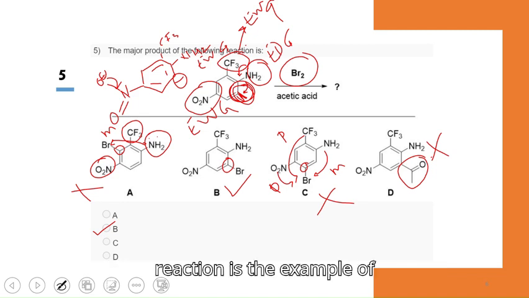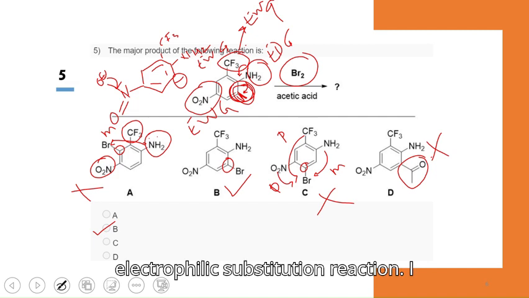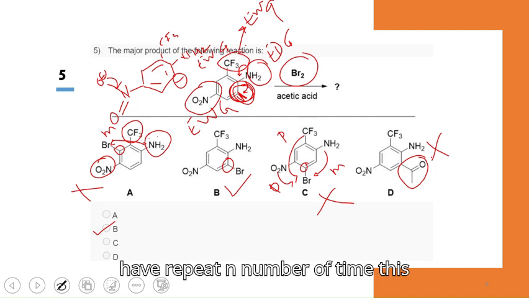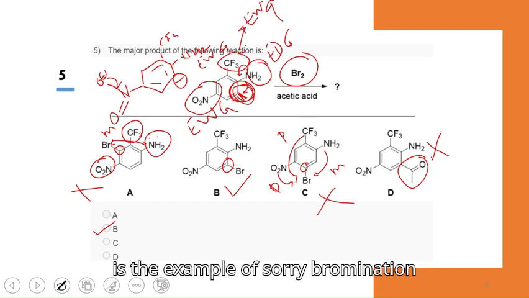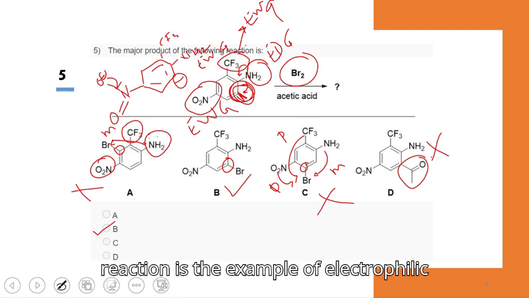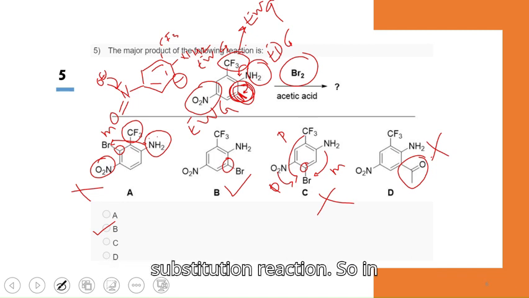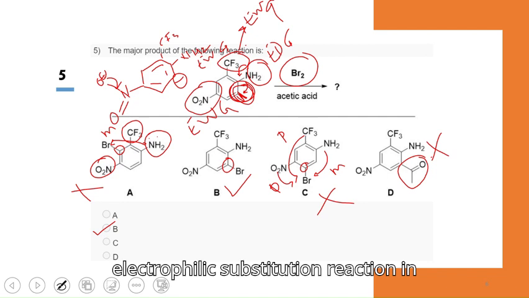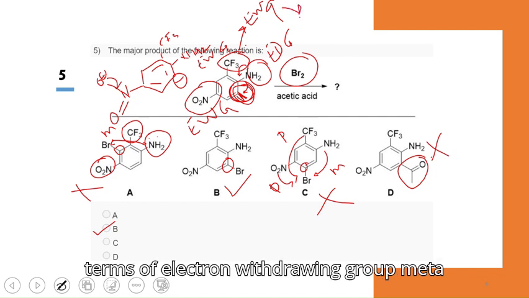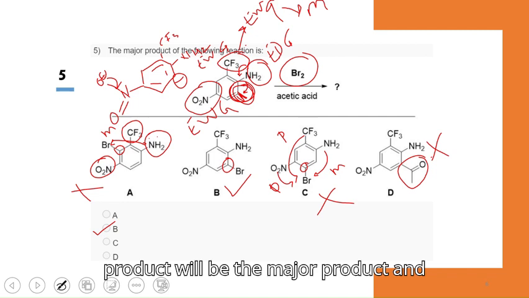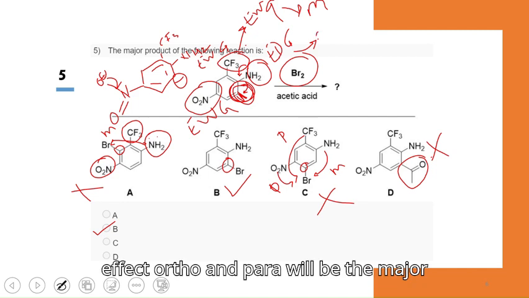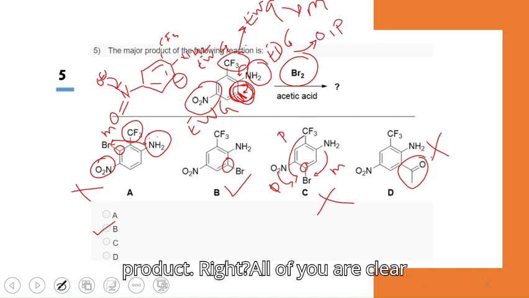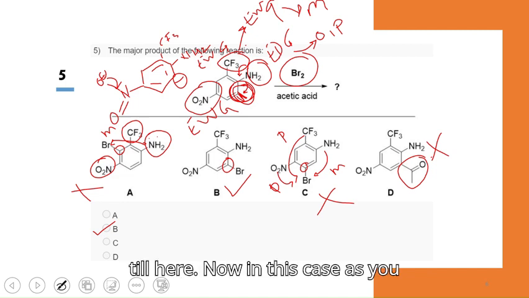Bromination is an example of an electrophilic substitution reaction. I have repeated this term n number of times. Okay. So in electrophilic substitution reaction, in terms of an electron withdrawing group, the meta product will be the major product, and in case of the electron donating group effect, ortho and para will be the major product. Right? All of you are clear till here?